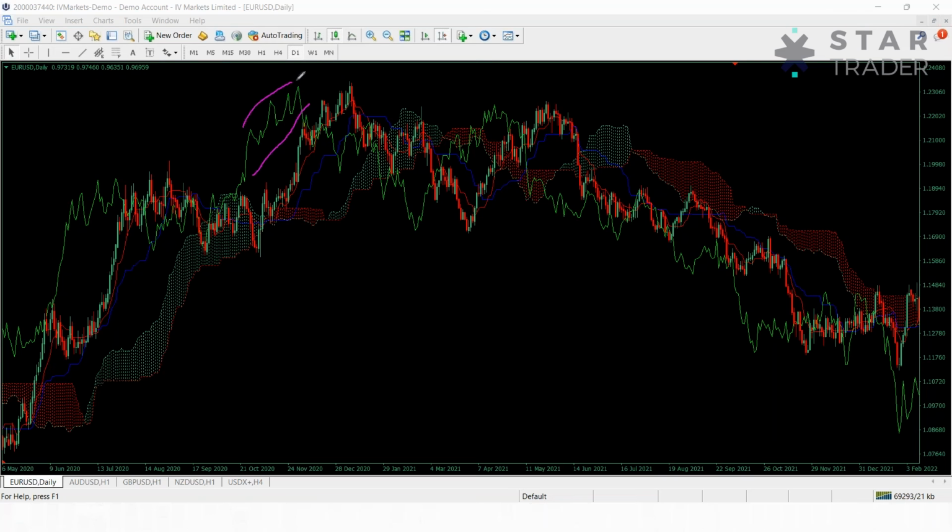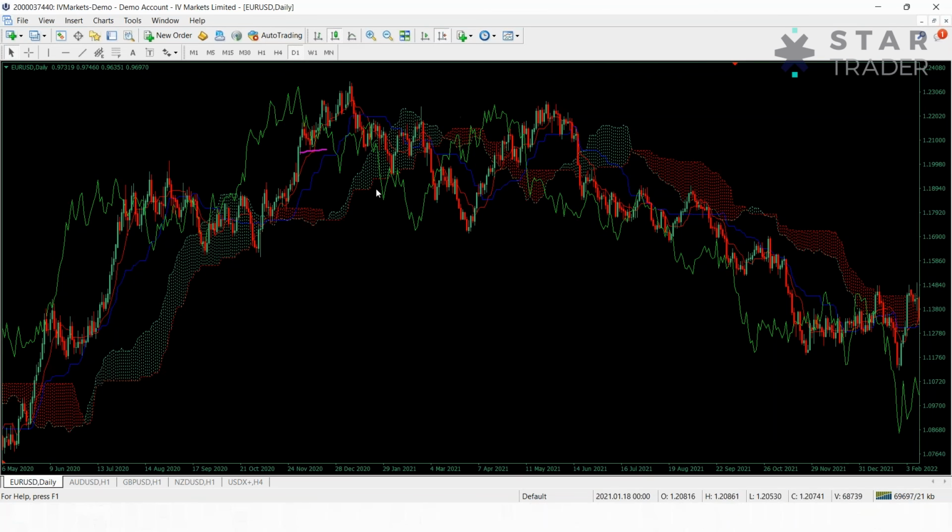Okay, and this Chiku span, this was above the market. It means the trend is bullish. But suddenly what happened? Over here, the Chiku span suddenly broke the market. It suddenly broke the market over here, right? So this is the first indication that we are going to shift from bullish to bearish.